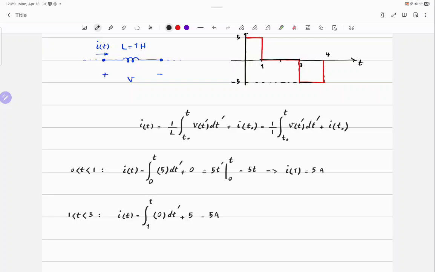Would that less than sign still be just less than, or could it be a less than or equal to? Are you talking about which interval? The 1 through 3. Okay. So the current is equal to 5 amps. It's fixed. It's not changing in that interval. Did I answer your question? If you're talking about specific points, for example, at t equals 3, was that your question? Yes.